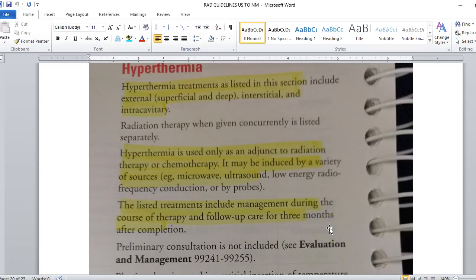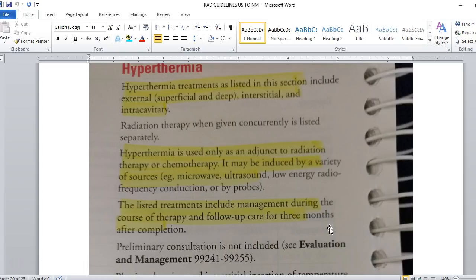We can use hyperthermia, so we can use excessive heat to kill cells. So again, this is both for external, which is superficial and deep in the skin, interstitial between the body tissues, and intercavitary in like the abdominal, pelvic, or thoracic cavity.